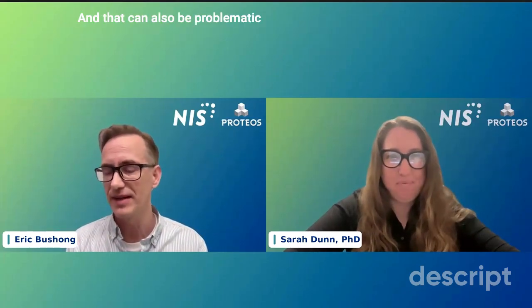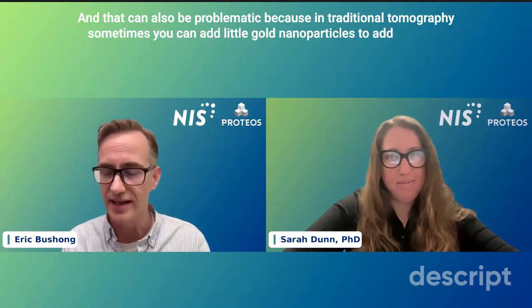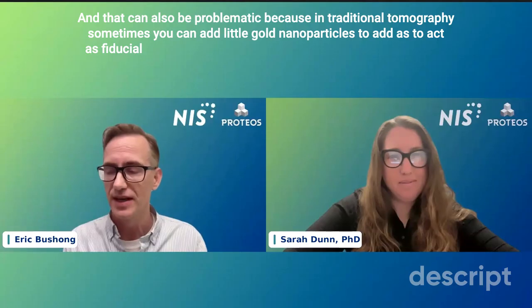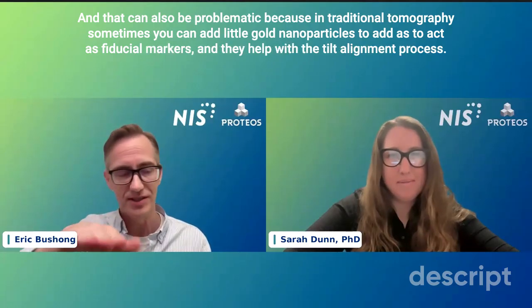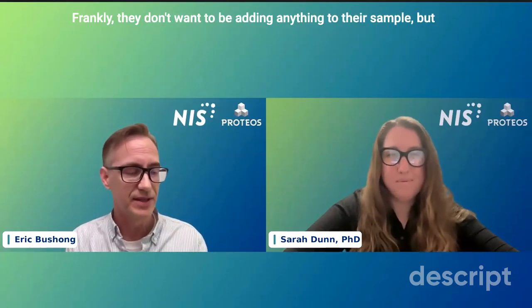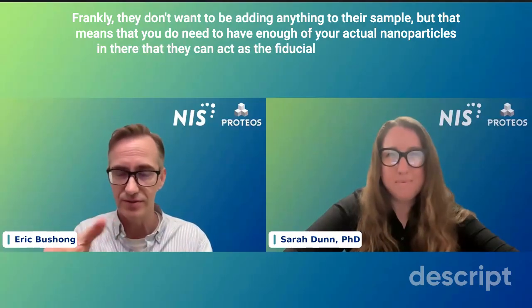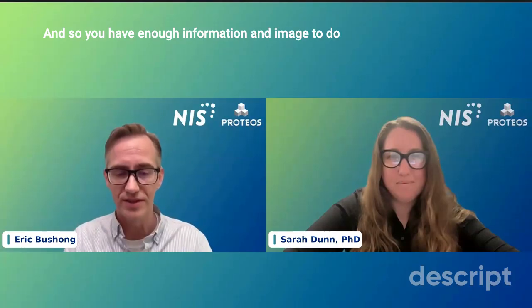And that can also be problematic because in traditional tomography, sometimes you can add little gold nanoparticles to act as fiducial markers, and they help with the tilt alignment process. We generally try to avoid that, and most of our clients want us to avoid that. Frankly, they don't want to be adding anything to their sample. But that means that you do need to have enough of your actual nanoparticles in there that they can act as the fiducial markers themselves. And so you have enough information in the image to do the tilt alignment process. Gotcha. All right, thank you.